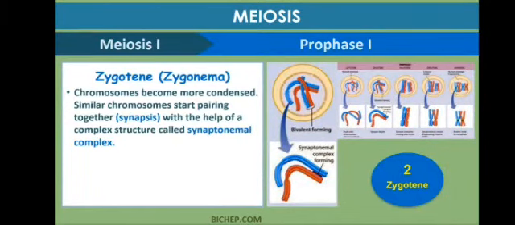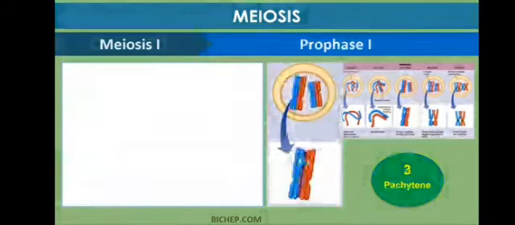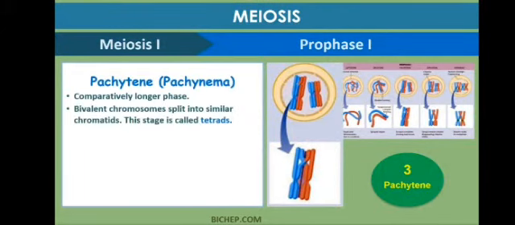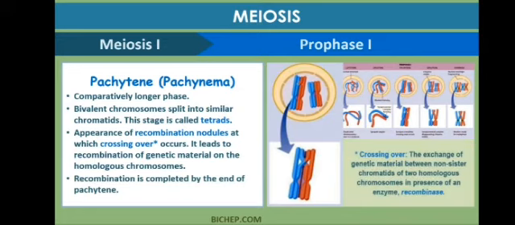The chromosome becomes more condensed in the zygotene stage, and similar chromosomes start coming together as a synapsis with the help of a complex structure called the synaptonemal complex. In the pachytene stage, here you can see that it is a comparatively longer phase, where the bivalent chromosome is split into similar chromatids. This stage is called a tetrad. And the crossing over process occurs in this pachytene stage.